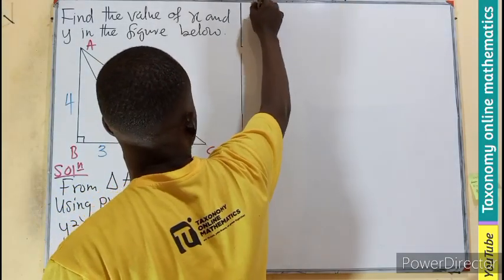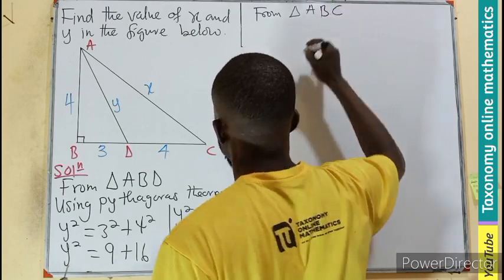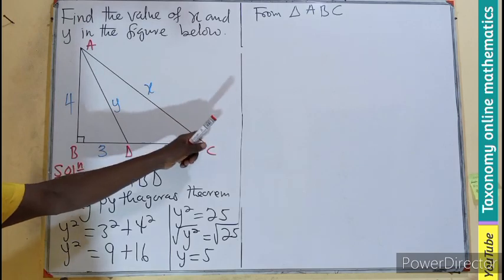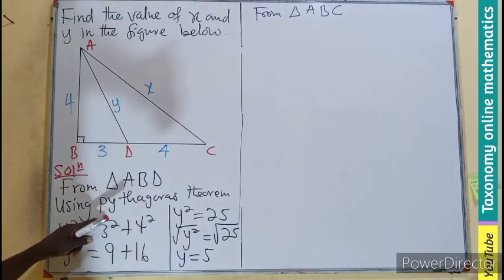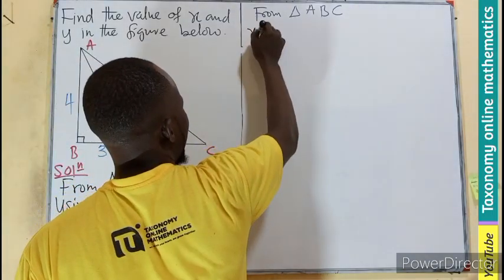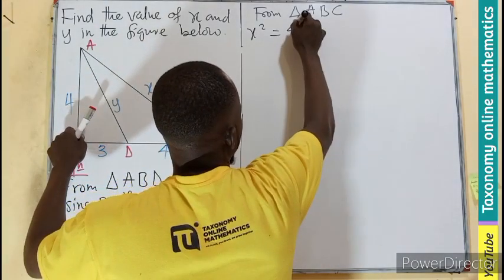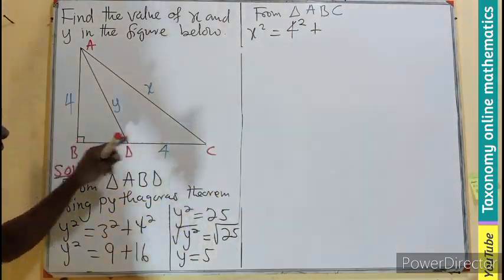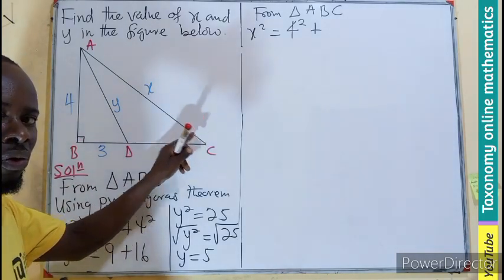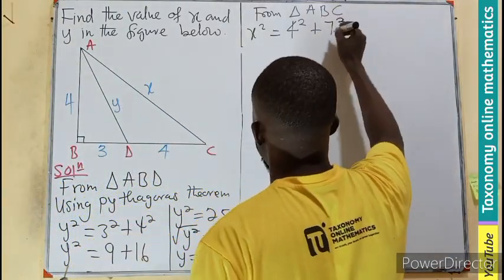Then we can also say that from the triangle ABC, the bigger triangle, ABC, the hypotenuse is still what? x. Using the same Pythagoras theorem, we can say the longest side will be x squared equals this side, which is going to be 4 squared, then the other side, the length is from here up to here, 3, continuing to this. So 3 plus 4, that will be 7, so 7 squared.